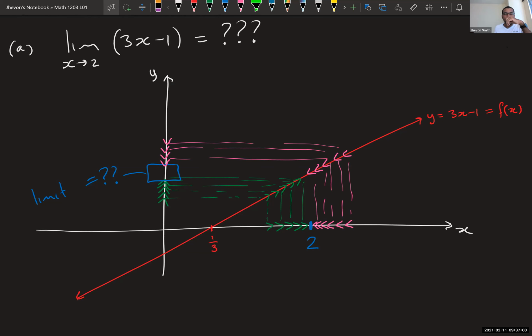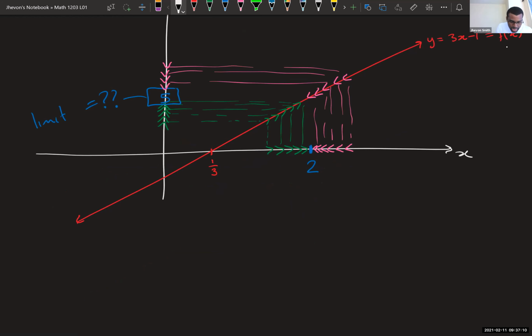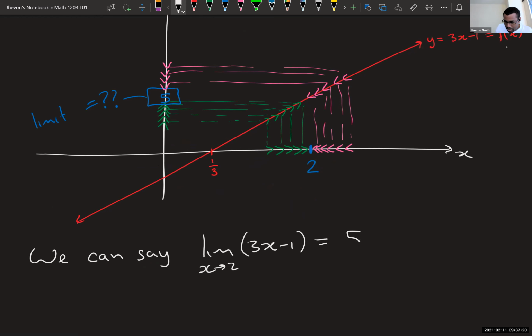5. Yeah, pretty good guess. Let me write it in blue. 5. So we can say the limit as x approaches 2 of 3x minus 1 is 5. Yeah, that's the answer, right?